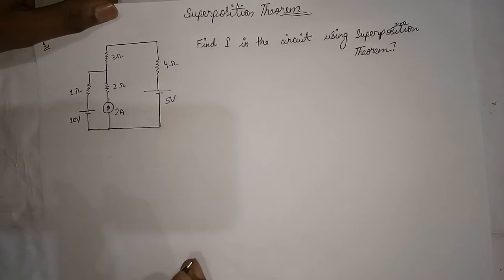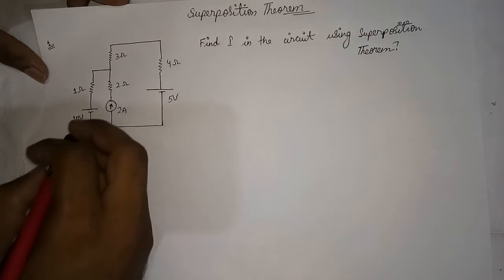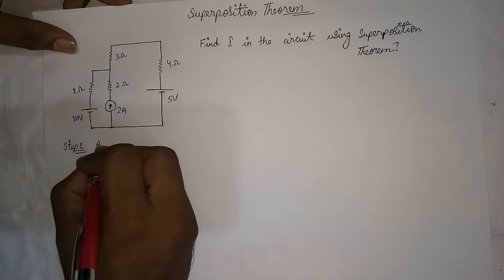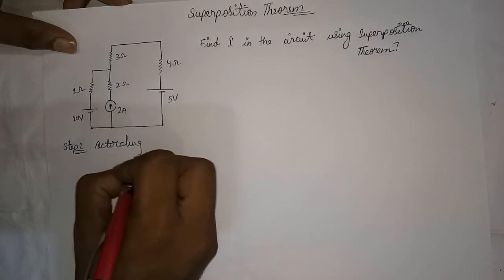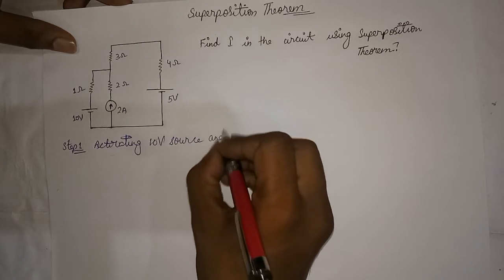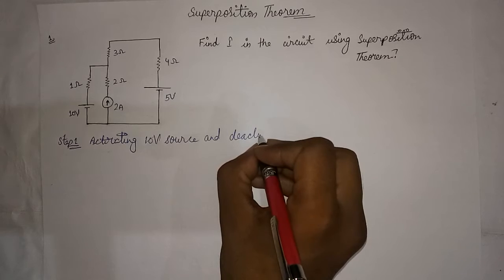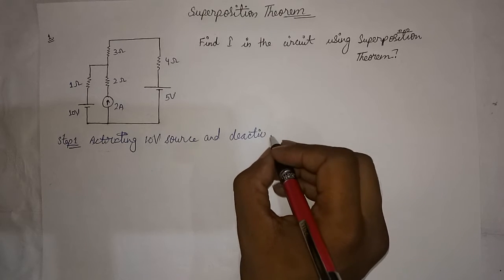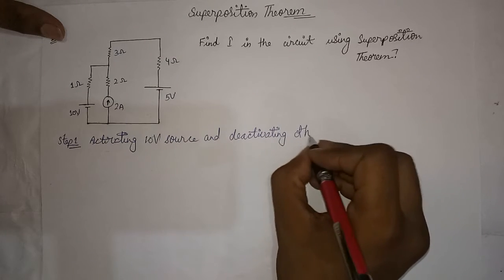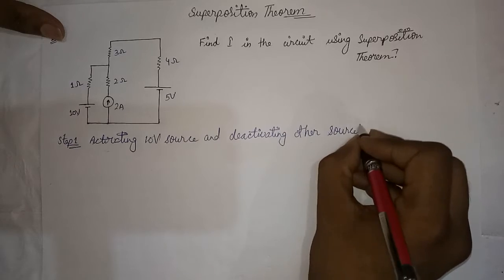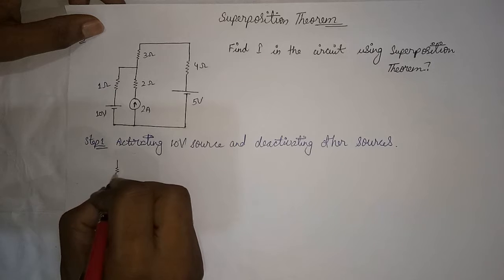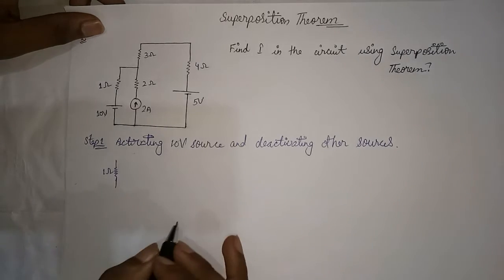So following the steps that we followed in our previous video, step 1: activating the 10-volt source and deactivating the other sources. So this diagram will become 1 ohm.